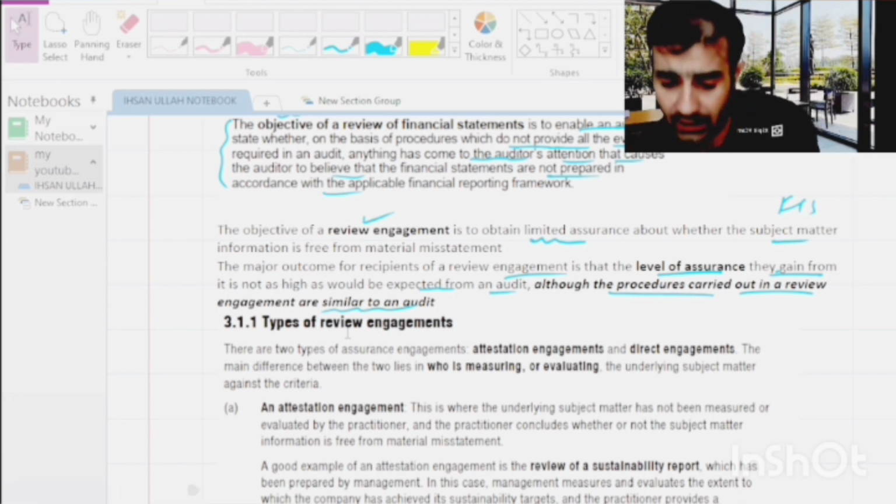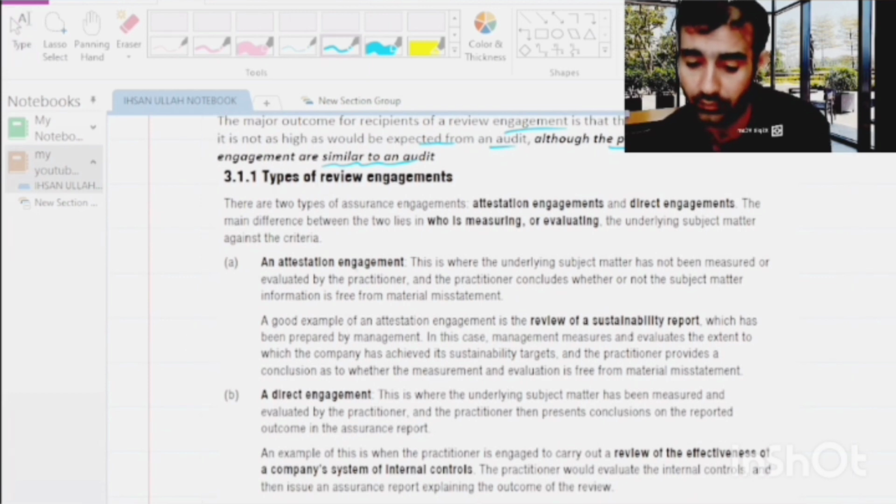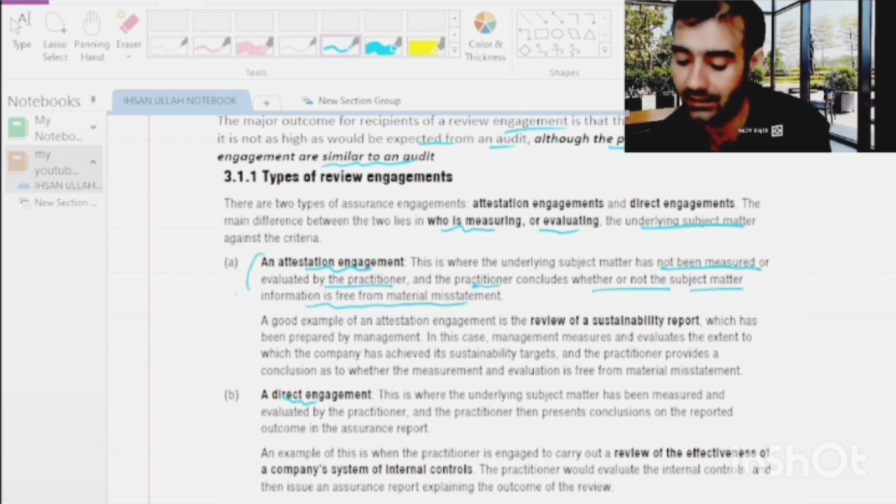Then we have types of review, and we have two types. The first one is attestation engagement, and the second is direct engagement. The difference between these two is who is measuring and evaluating the underlying subject matter. In an attestation engagement, the subject matter has not been measured or evaluated by the practitioner, and the practitioner concludes whether or not the subject matter information is free from material misstatement.